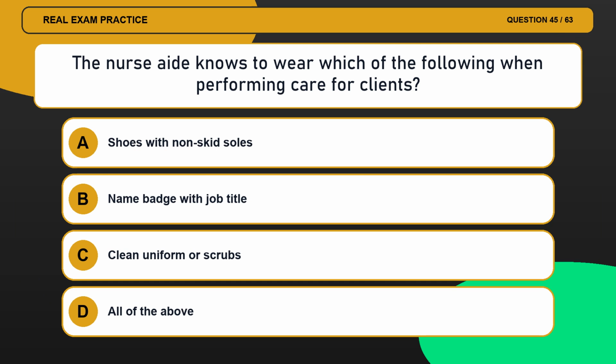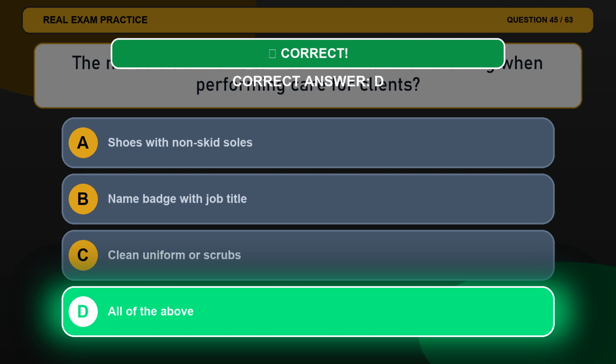Question 45. The nurse aide knows to wear which of the following when performing care for clients? Option A, shoes with non-skid soles. Option B, name badge with job title. Option C, clean uniform or scrubs. Option D, all of the above. The correct answer is option D, all of the above.